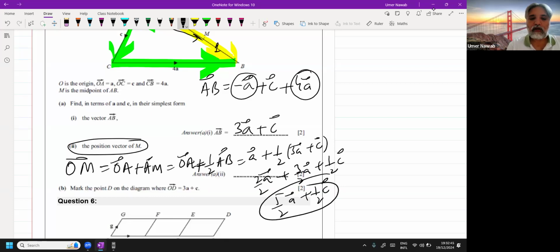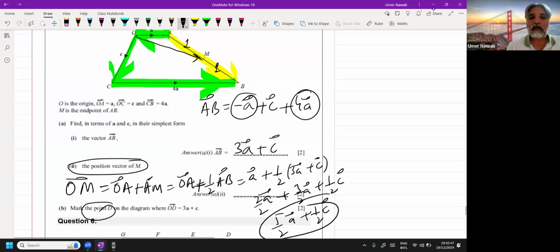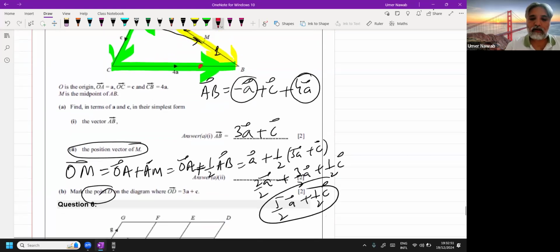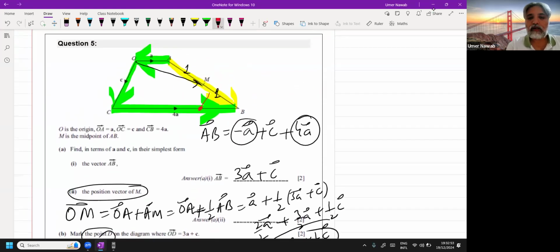Now he said, can you mark the point D, 3A? And you go here. This is approximately 3A and plus C. Go in the same direction. So this is your point D. Agreed? Then we move further.